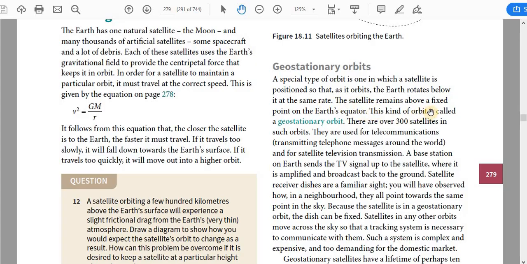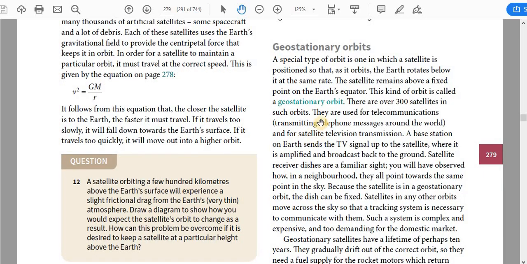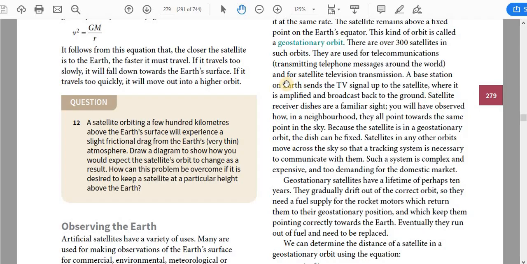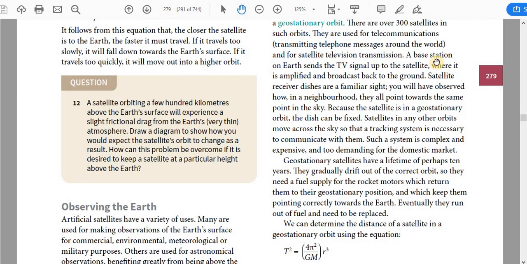Okay, so here it says that the satellite remains above a fixed point on the Earth's equator. This kind of orbit is called a geostationary orbit. There are about over 300 satellites in such orbits. They are used for telecommunications, transmitting telephone messages around the world, and for satellite television transmission. A base station on Earth sends a TV signal up to the satellite, where it is amplified and broadcast back to the ground. Satellite receiver dishes are a familiar sight. You will have observed how in a neighborhood they all point towards the same point in the sky.